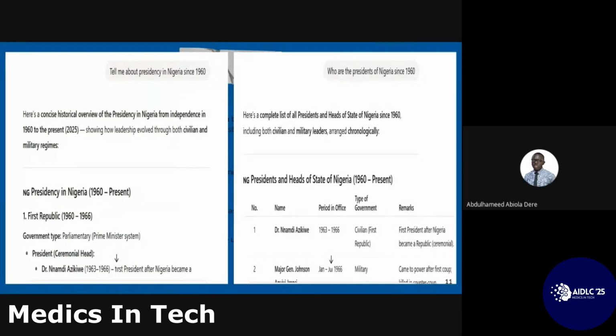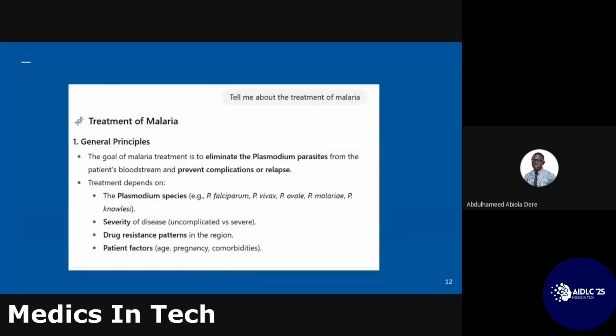So at a glance, I can see the name of the president or head of state, the period in office, the type of government, and the remarks. This is the same information that the left-hand side was trying to show me, but for the left-hand side, I would most likely have to read like 5-7 pages because it started telling me about things that are not important. So you can see that just a difference in prompts, the same idea, the same concept, gives a difference in answers. Now let's look at a medical example.